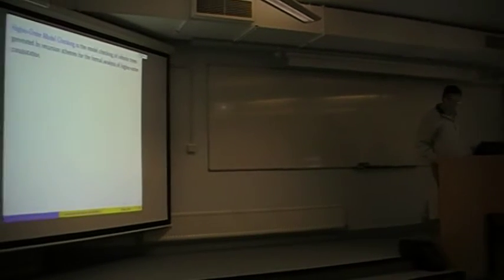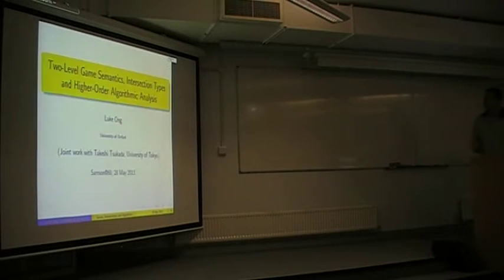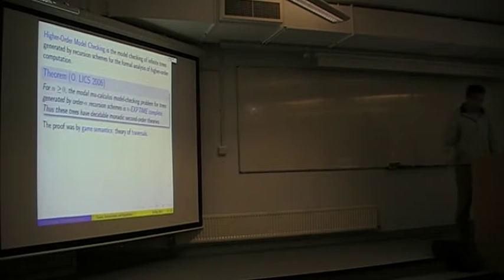So what is higher order model checking? This is as coined by Naoki Kobayashi. Higher order model checking is the model checking of infinite trees generated by recursion schemes for the formal analyses of higher order computation. It is known that the hierarchy of infinite trees that are generated by higher order recursion schemes have very rich algorithmic properties.